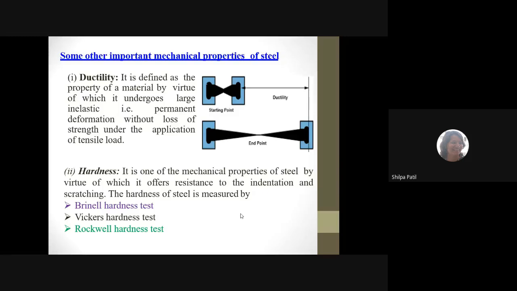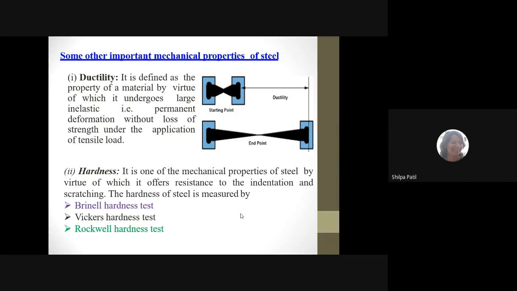There are some other important properties that you also need to understand when you design steel structures. The first property is ductility. Ductility of a steel is defined as the property of a material by virtue of which it undergoes large inelastic, that is permanent deformation, without loss of strength under the application of tensile load.